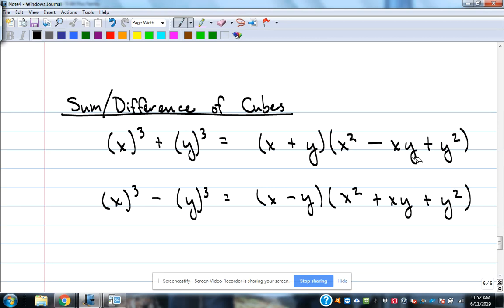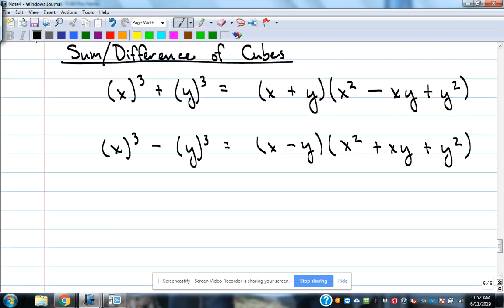This last term is always plus. Never changes. Okay, always plus. All right. Now, we're talking theory here. If you memorize these patterns, it's going to help you factor these. Let's do some actual examples of that.